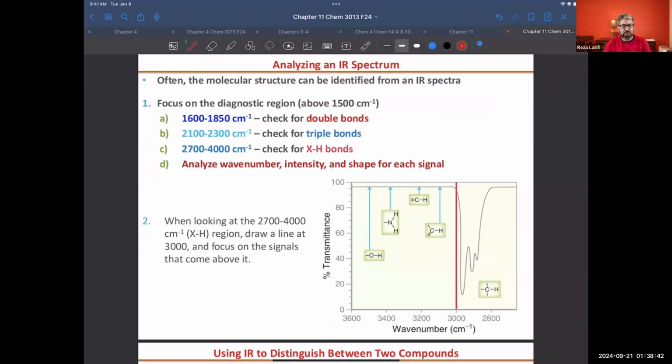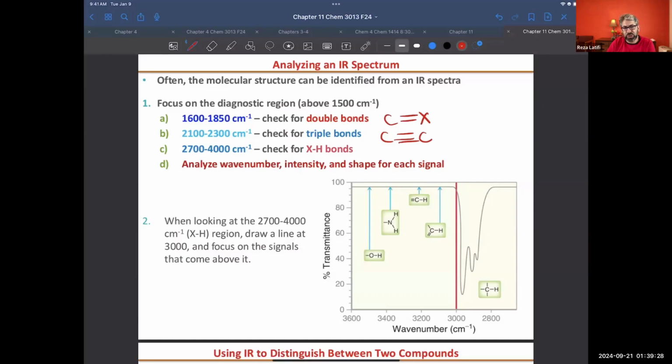Okay, so from IR spectroscopy, I can say this: find the 1500 line and look at the region that is higher than 1500. If you see a peak around 1600 to 1800, you have a double bond, a double bond of carbon, say X, carbon-oxygen, carbon-nitrogen. And if you see a peak around 2100 to 2300, then you have a triple bond, a triple bond between carbon and another carbon, or maybe carbon-nitrogen.